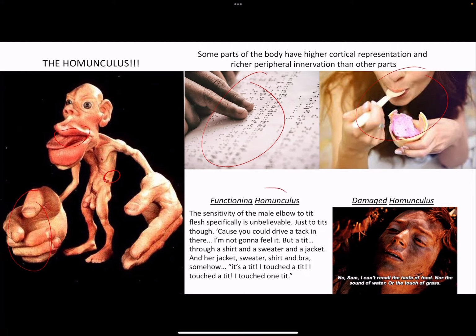And so if your homunculus is functioning, you should be able to feel things. And if it's not functioning, you have an ACA or an MCA stroke, you're not going to be able to touch or feel or move muscles and whatnot.